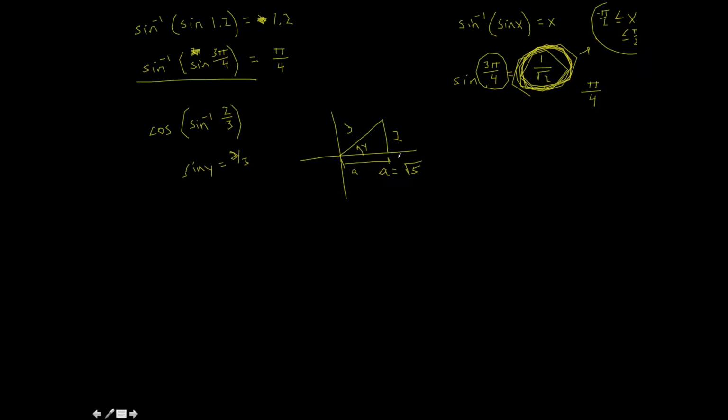Okay? So what we're actually trying to solve here is where does the cosine of y equal the square root of 5 over 3. That's what you're actually trying to solve. Now, what you get here for your answer, what we just did is the answer.